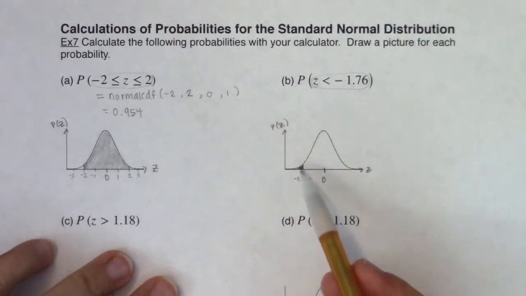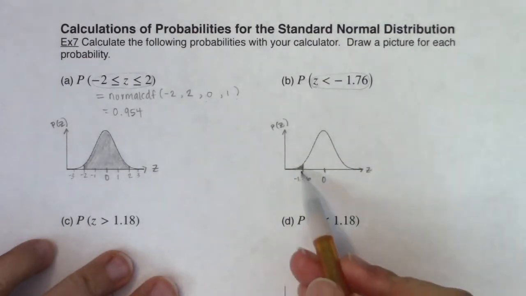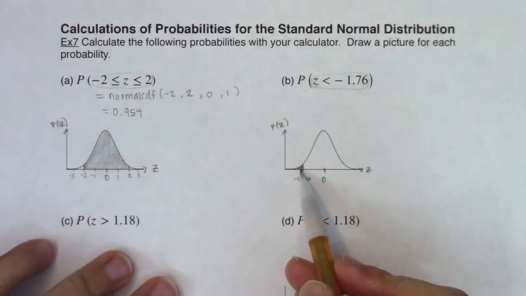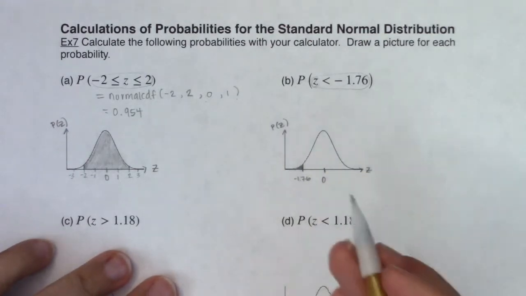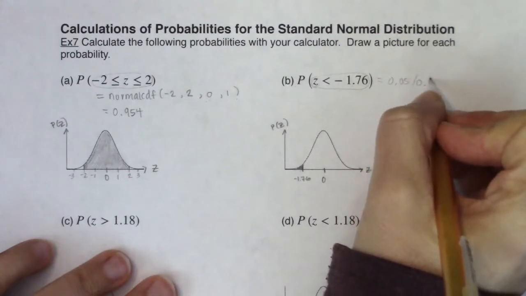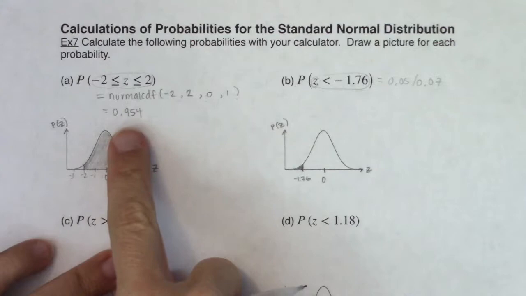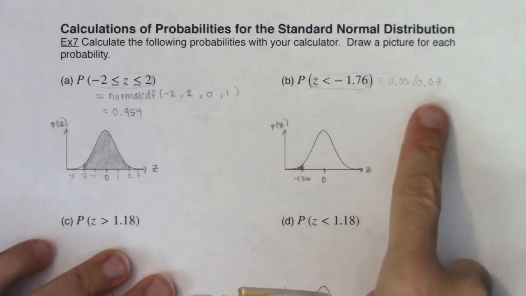Now when I look at this, proportionally speaking, I know the total area under that curve is 1. This looks like a pretty small chunk, right? 5%, 7%, right? It's pretty small. So I'm going to expect a number close to 5 or 7% here. I'm not expecting anything large like this 95%. This should be a much smaller number.